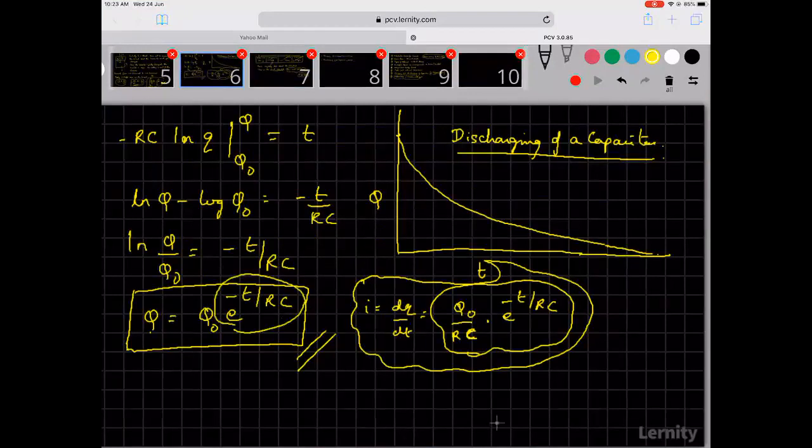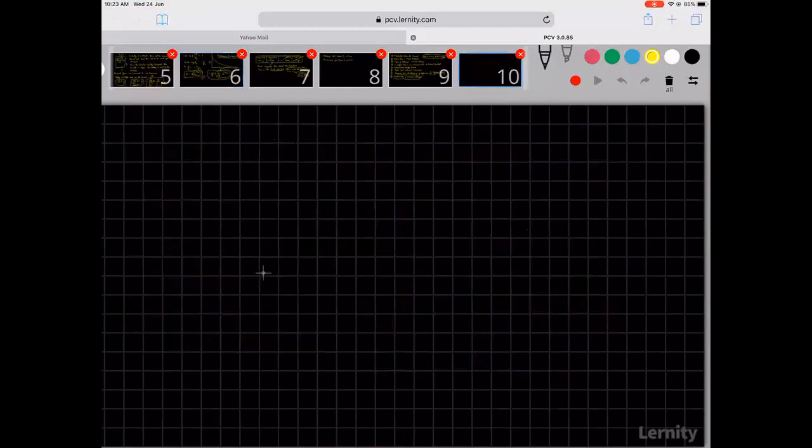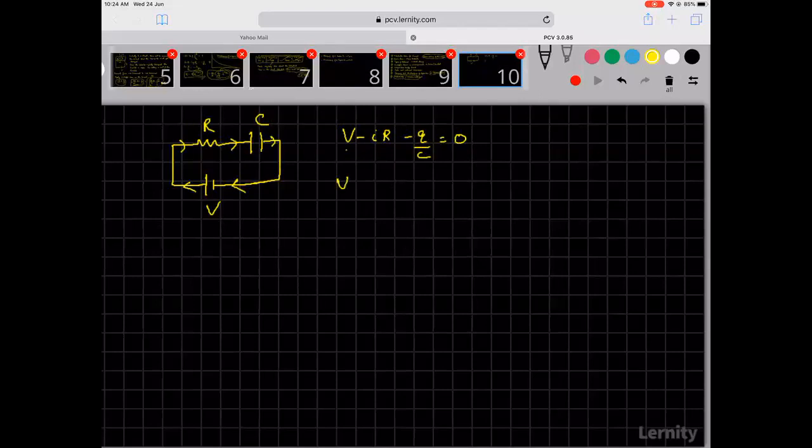Now a short glimpse of charging of a capacitor. This is a capacitor and this is a potential source. This is the capacitor, this is R, this is V. Now a current I goes this way. We are going to apply Kirchhoff's law to this loop. I will get V, that is a gain in potential, minus IR minus Q by C. So gain minus loss in potential is equal to 0. So I'll get V is equal to IR plus Q by C.